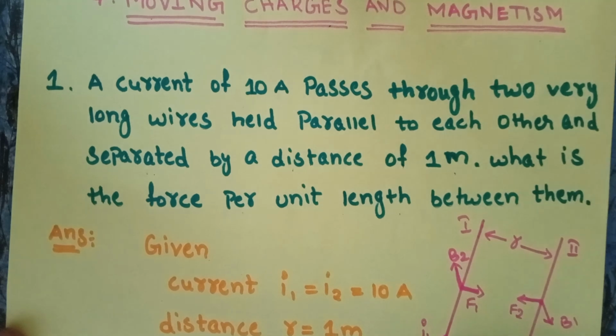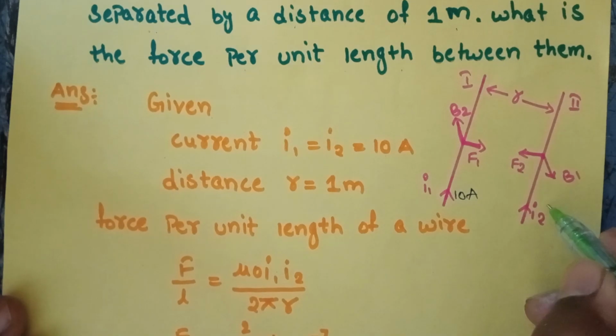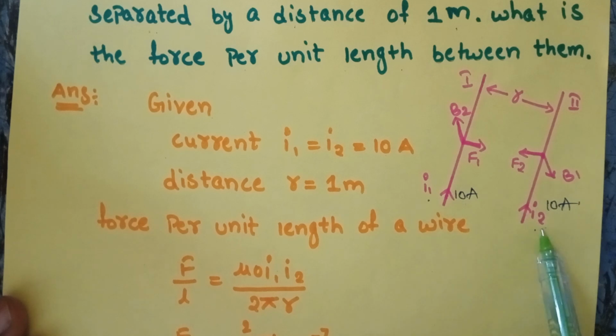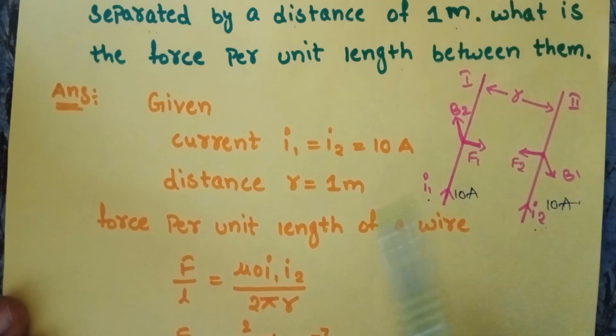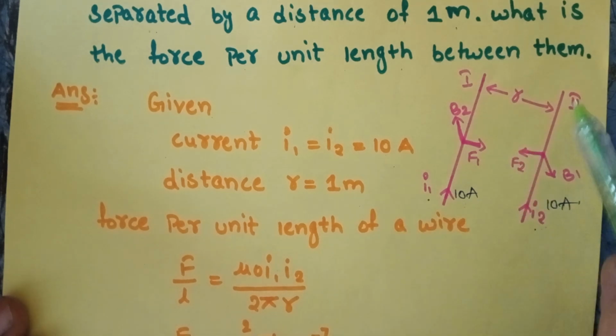Here two wires are there, two wires parallel to each other. The first wire carries current I1, the second wire carries current I2. The same current is passing through both wires. These two parallel wires are separated by a distance R value 1 meter. How much current is passing? 10 ampere current is passing through the two wires.